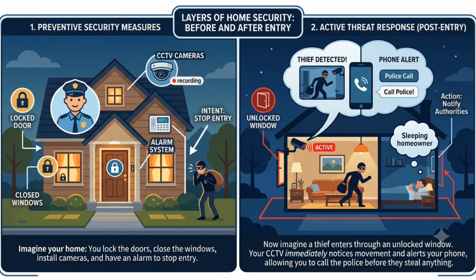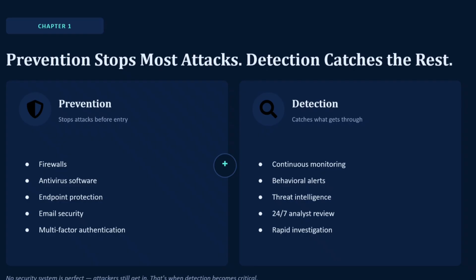Now imagine a thief somehow finds an unlocked window and enters your home despite all those protections. What happens next? If your CCTV camera notices the movement immediately and sends an alert to your phone, you can call the police before the thief steals anything. But if you only discover the theft 2 days later, the thief has already escaped with your valuables. This is exactly how cybersecurity works.